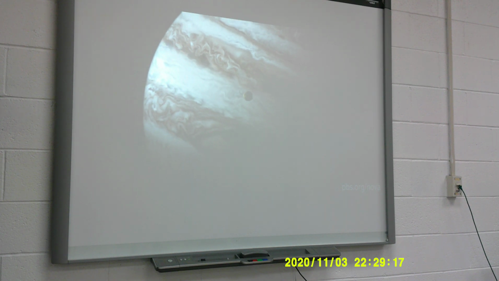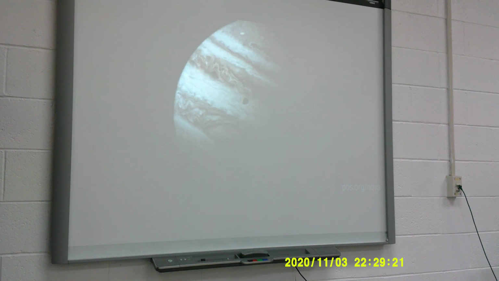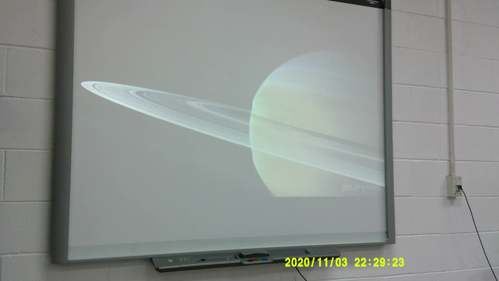Jupiter is so big it could swallow more than 1,300 Earths. And Saturn, with its vast ring.